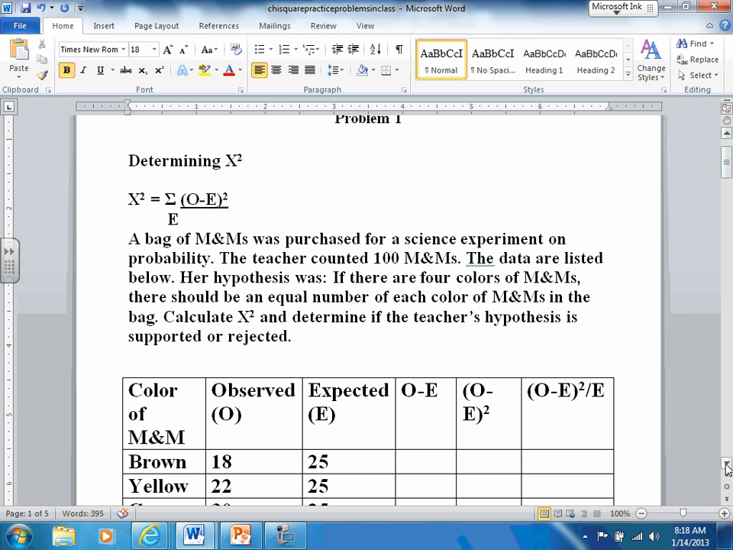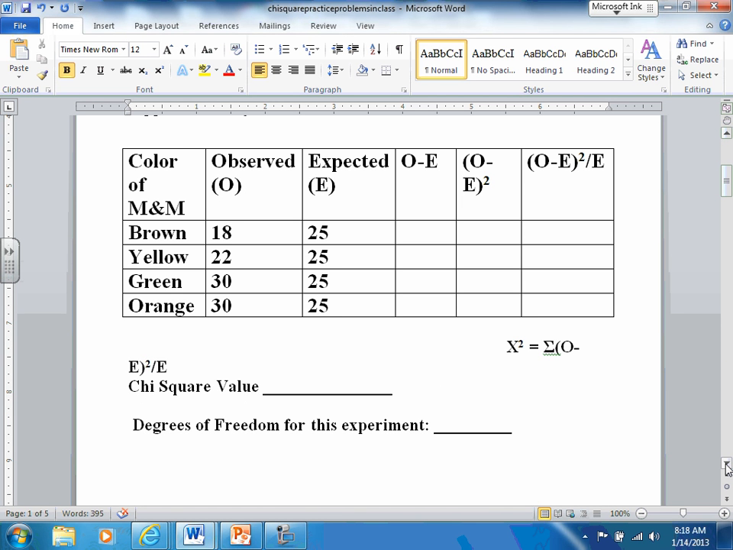And what she actually got was this. Observed. What we actually get, we're always going to write that down in observed. We're always going to make a chart like this. So she counted 18 brown, 22 yellow, 30 green, and 30 orange.